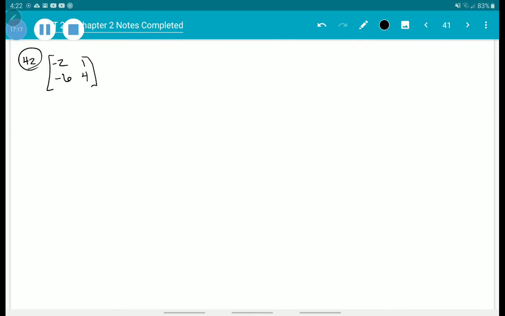So our first step is to do row operations until we get to an upper triangular matrix. We don't necessarily have to go to REF or RREF. We just want to get to an upper triangular matrix. So I'm going to take row 1 here, and I'm going to replace it with negative row 1. I'm going to try to do this without fractions. So we're going to have a 2, a negative 1 here, negative 6 and 4 here. And then I'm going to replace row 2 with row 2 plus 3 times row 1.